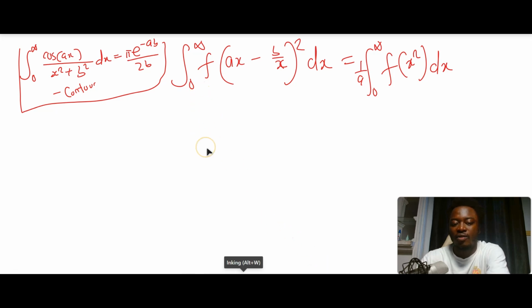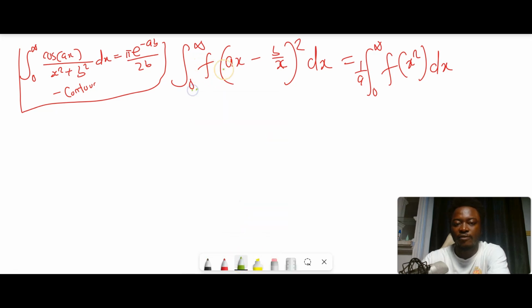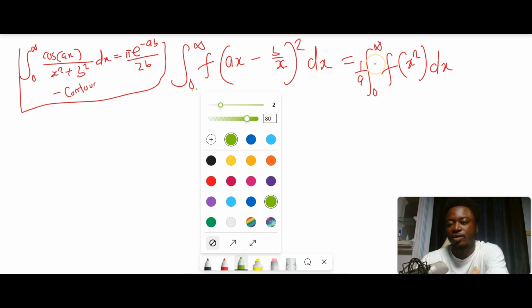Now the question is, how do you prove this transformation? How do you prove that the integral from 0 to infinity of f of (ax minus b over x) squared dx equals 1 over a times the integral from 0 to infinity of f of x squared dx?